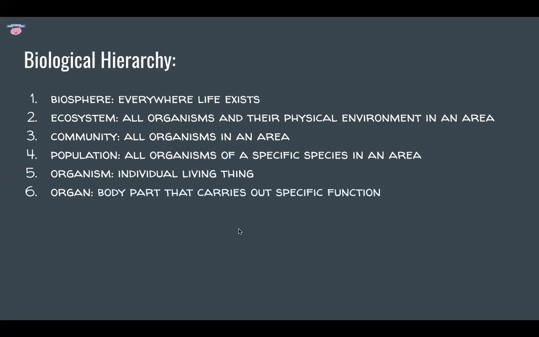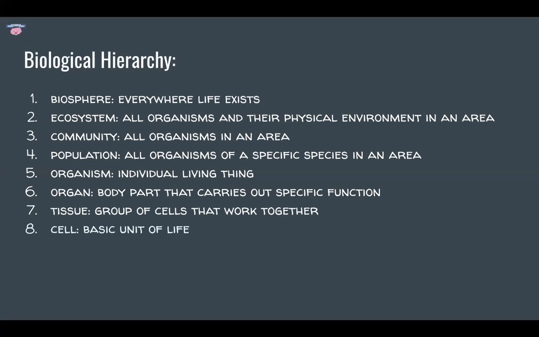Next, it goes deeper into an organism. The sixth level is the organ. It's a body part that carries out a specific function, so a heart would be an organ. The next level is the tissue, a group of cells that work together. You don't know what cells are yet, or possibly you do, but it's basically a part of an organ.